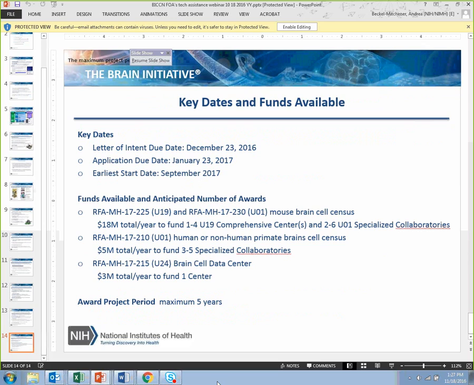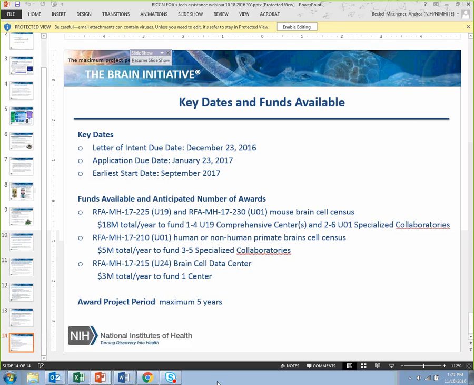So the final slide is about key dates and the funds available. The key dates: the letter of intent due date is December 23rd, 2016, this year, and the application due date is January 23rd, 2017, next year, and the earliest start date is September 2017. For U01 RFAs, there's a second receipt date, which is October 13, 2017.